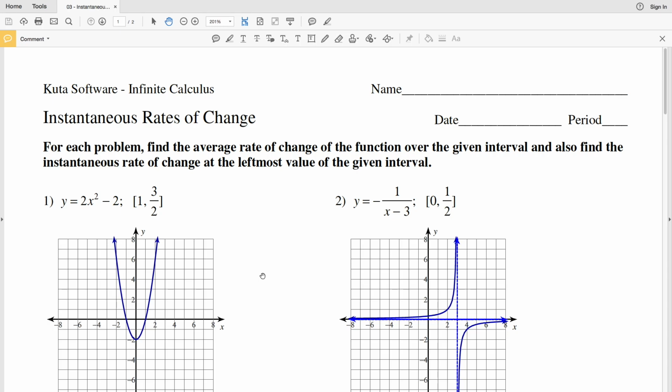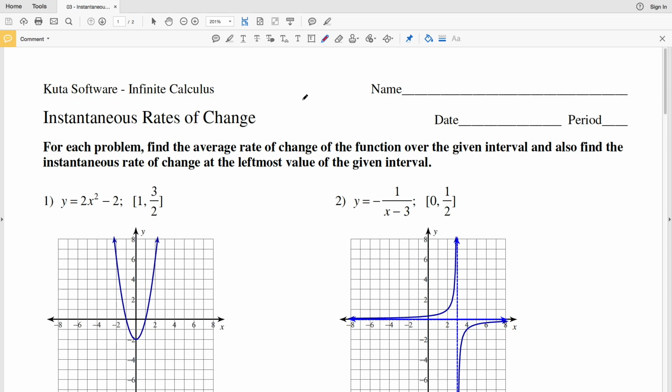In this video, we're going to go over the KutaSoftware Infinite Calculus free worksheet, Instantaneous Rates of Change. An instantaneous rate of change is similar to that of the average rate of change. Remember, the average rate of change was the slope of the secant line.